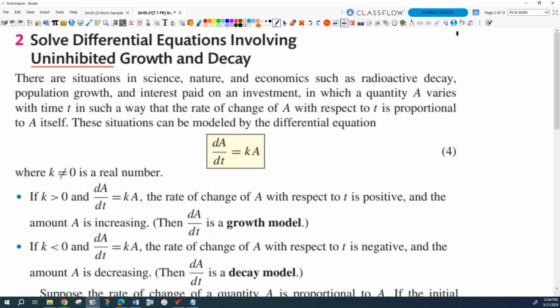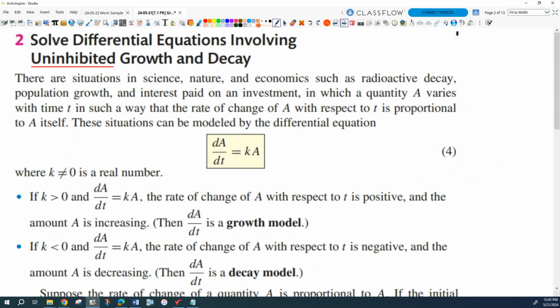Okay, so let's look at a particularly important class of separable differential equations. These are growth and decay functions. This is a big deal, right? In the natural world, or in the financial world, things grow and decay all the time, right? And this is a pretty interesting model for that.